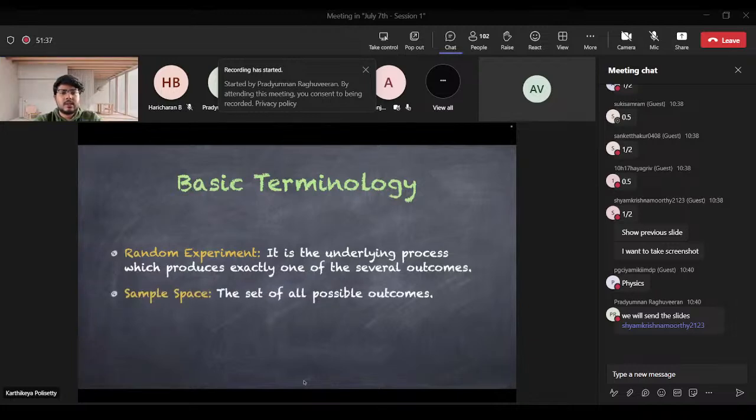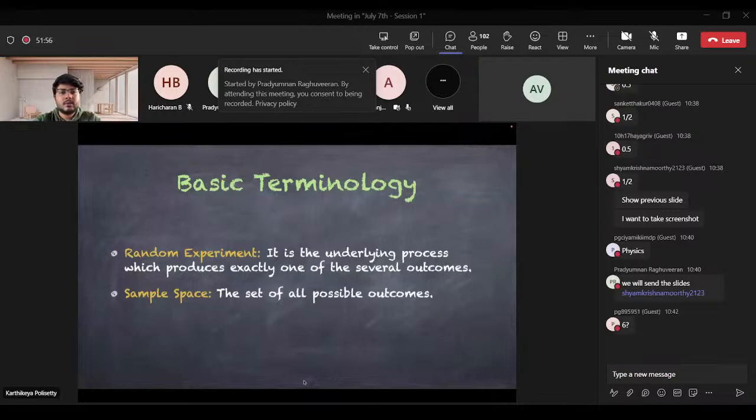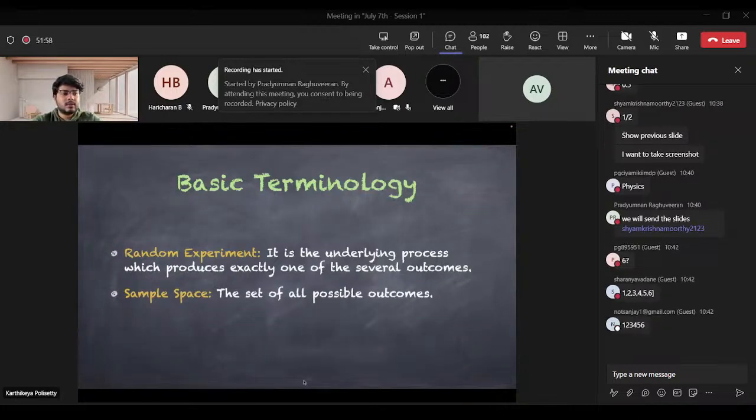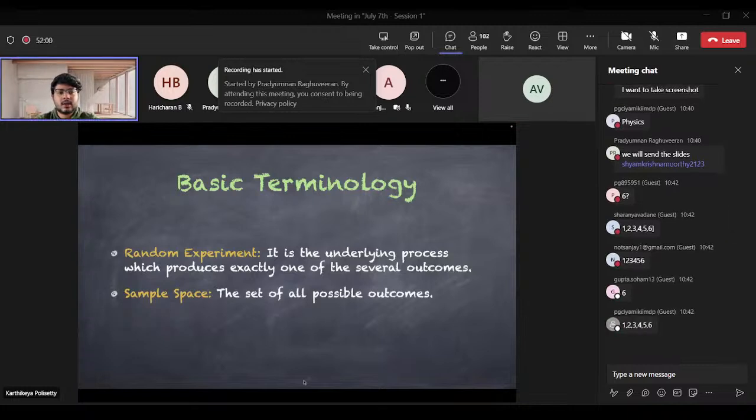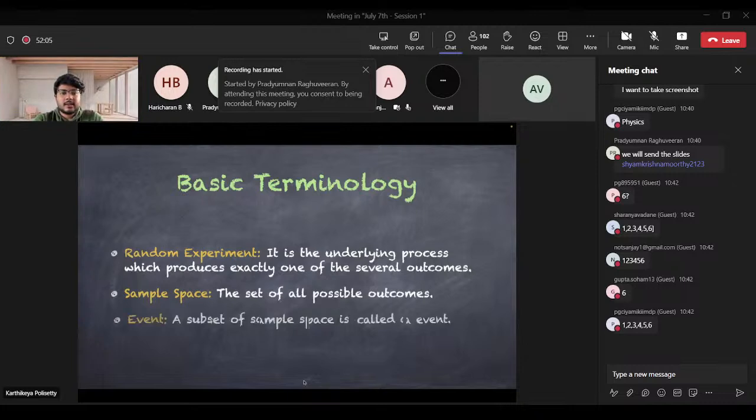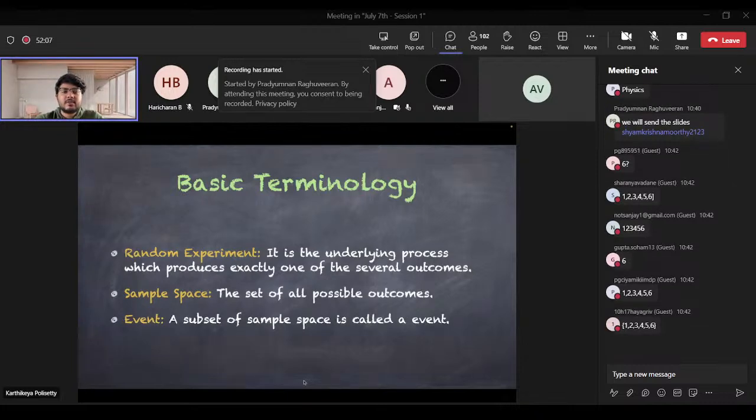Sample space, the set of all possible outcomes. While throwing a dice, what is the sample space? Someone can respond in the chat. What are all the possible outcomes? Yeah, fine. So the sample space of throwing a dice is 1, 2, 3, 4, 5, and 6.